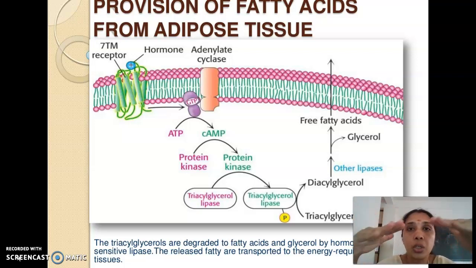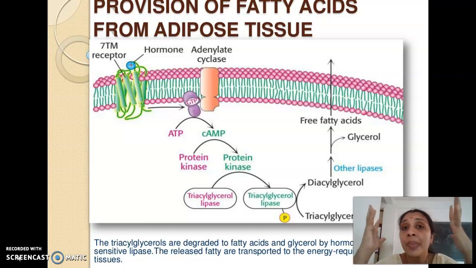So they are under regulation, or there is some inhibitory force acting on the enzymes, so that fatty acids are not unnecessarily subjected to oxidation. Because from one fatty acid oxidized, you get 129 ATPs.